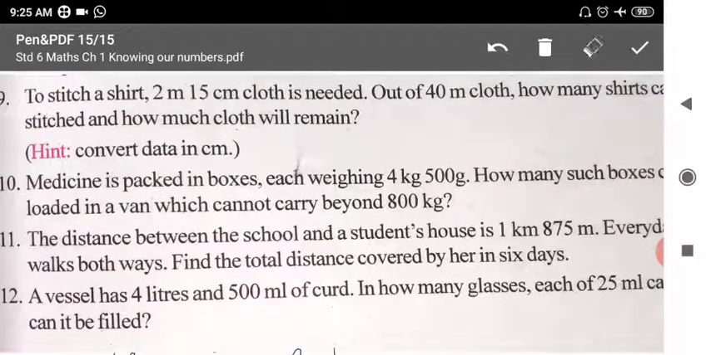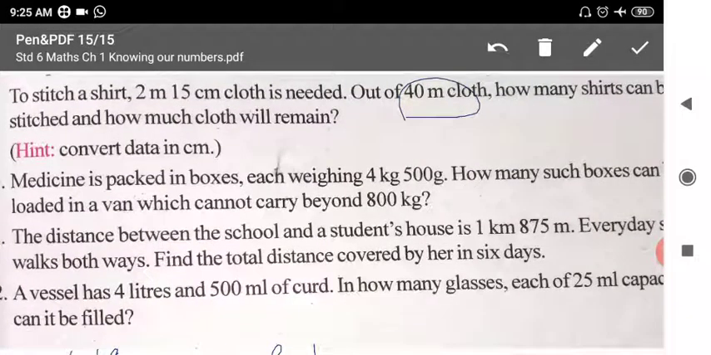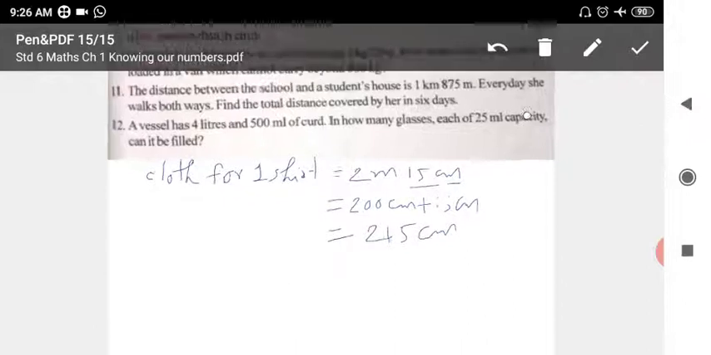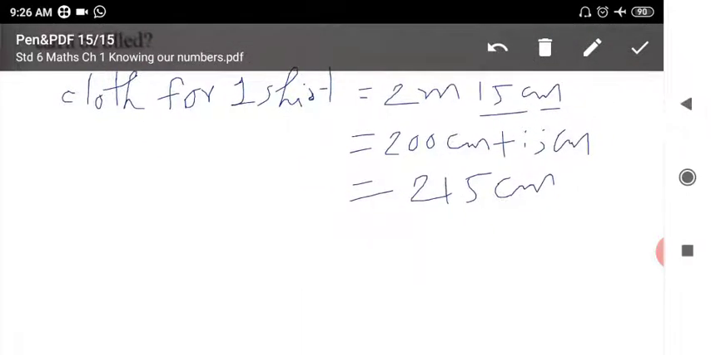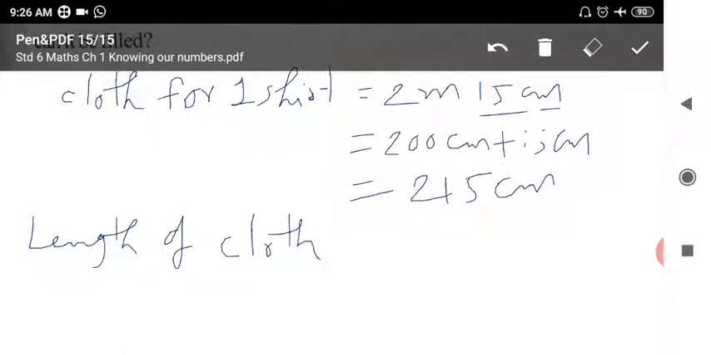Out of 40 meter cloth, how many shirts can be stitched out of 40 meters? So this 40 meters also we have to convert first. Okay, so we are converting this 40 meter length of cloth which we are having. Its length is 40 meter.